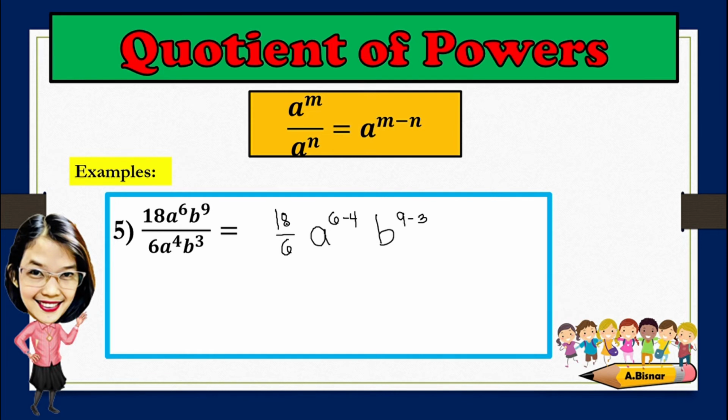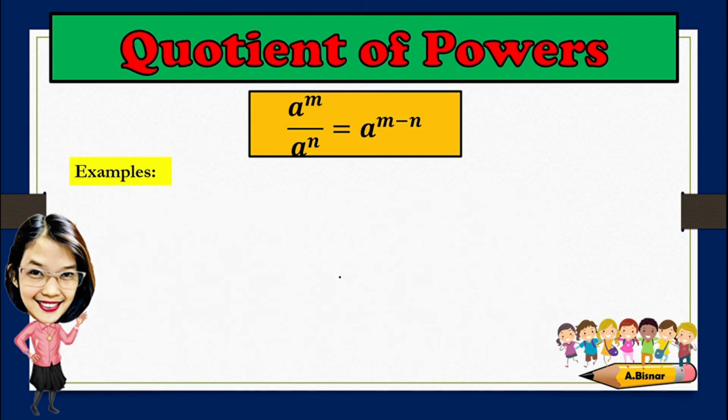So let us simplify first the numerical coefficient. 18 over 6 is equal to 3. Then, when we subtract the exponent of a, 6 minus 4 is 2. And when we subtract the exponent of b, 9 minus 3 is 6. And so the answer is 3a squared b to the 6th.